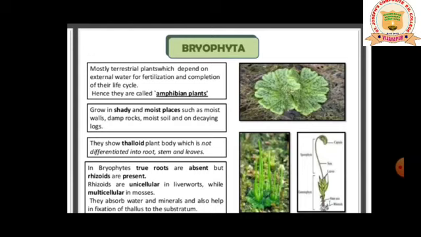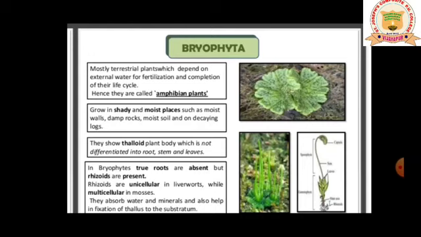The bryophyte doesn't contain true roots, but they contain rhizoids. Special structure present in the bryophyte, we call it rhizoids. They look like roots, hair-like structure. They are unicellular in case of liverwort and they are multicellular in case of mosses. This you should remember for the point of competitive exams.